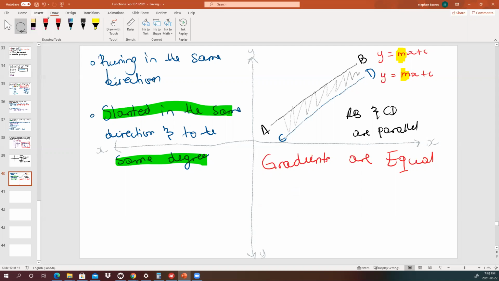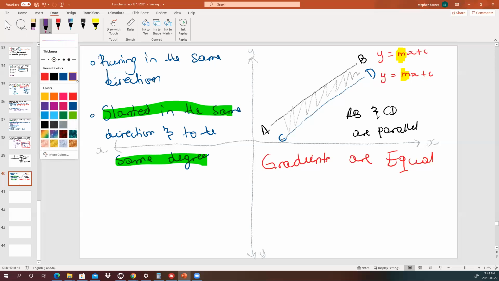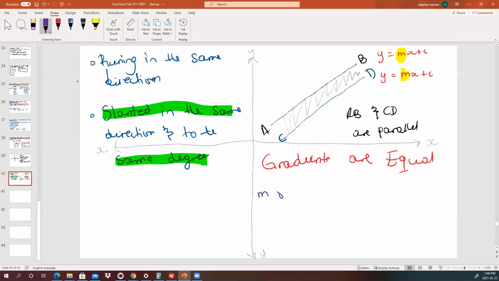So what it would mean is that the gradient of AB, so I put in gradient as M, of line AB is going to be the same as the gradient of line CD. Follow? That makes any sense to you? Yes, ma'am. So that is for lines that are parallel. Parallel lines, lines that slant in the same direction, yes?